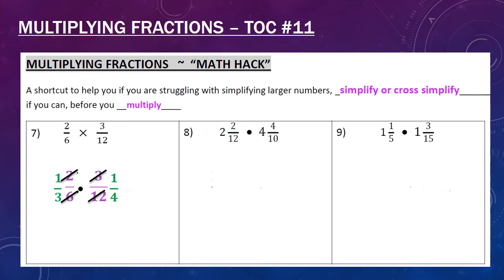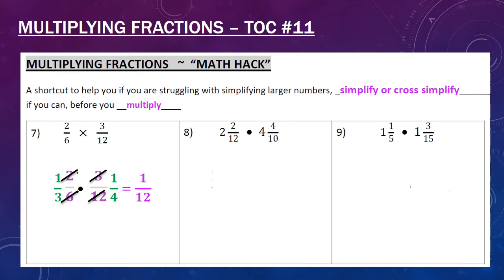And we just multiply across like normal. 1 times 1 is 1. 3 times 4 is now 12. And I'm already done. I don't have to simplify because I did it before I multiplied. Now, could I have multiplied? Sure, you would have gotten 6 over 72. If you know your factors of 12, you would have recognized I could divide them both by 6, and you'd get 1/12, same answer. You just have to be able to recognize those larger numbers.